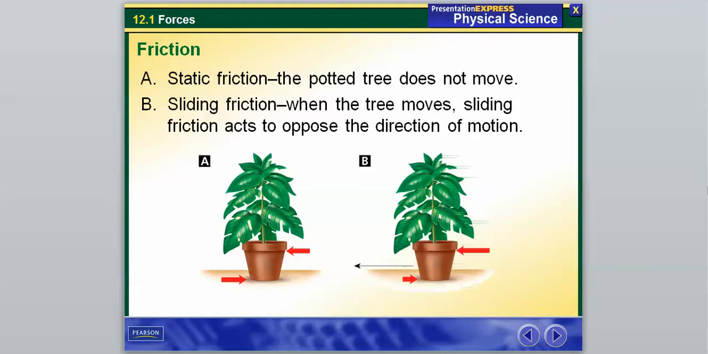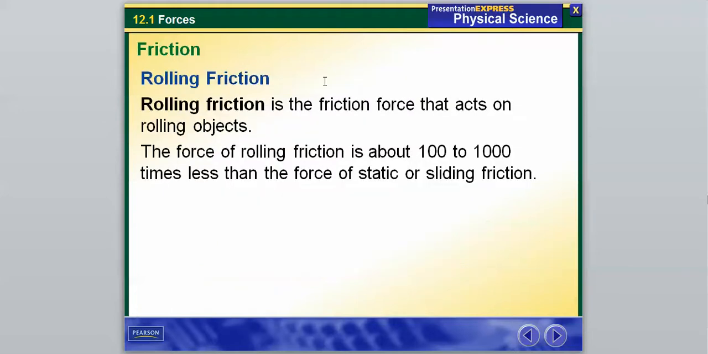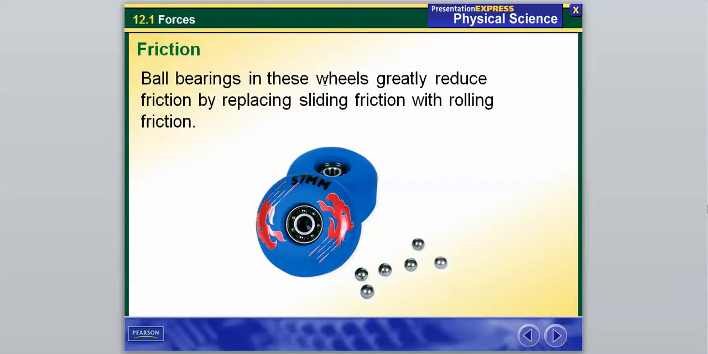So those are our first two, static and sliding. Our next type is rolling friction, and rolling friction is the friction force that acts on rolling objects, like a skateboard or something like that. The force of rolling friction is about 100 to 1,000 times less than the force of static or sliding friction. The example they give are ball bearings in the wheels that greatly reduce friction by replacing sliding friction with rolling friction.